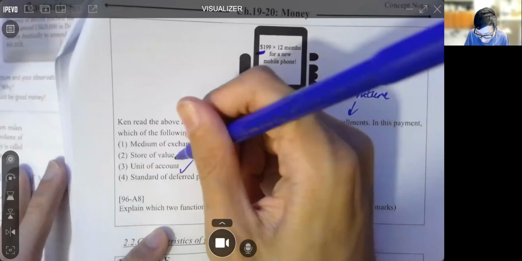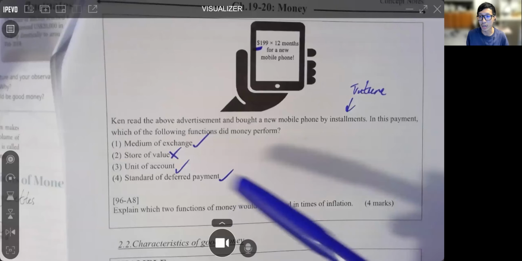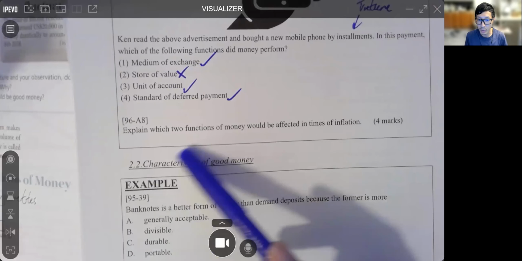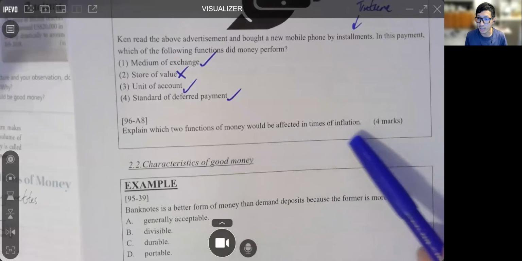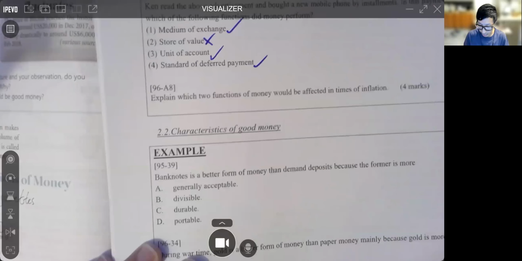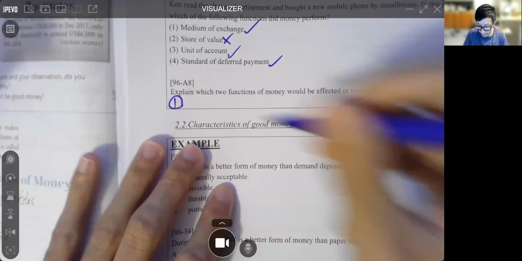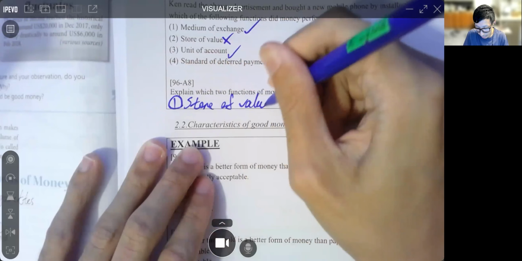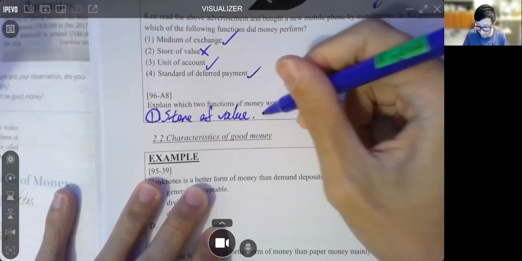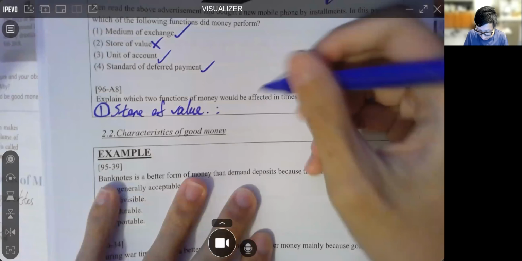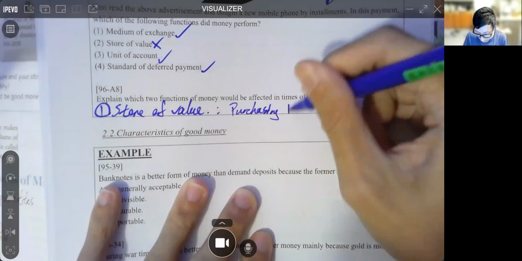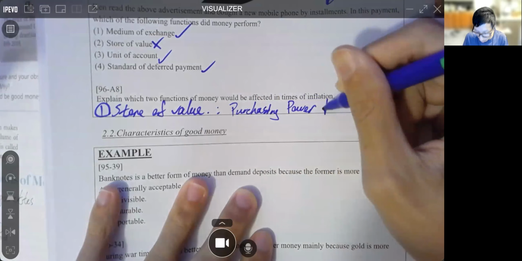Okay? 係唯一冇講過嘅就係 store value 啫, no mention of purchasing power increasing or decreasing. OK, 好嘛？嗱, explain which two functions will be affected in times of inflation. 好啦，頭先睇咗啦，第一個。Definitely store of value 肯定 store value 受影响啦。Why? Because in times of inflation, purchasing power of money would drop.